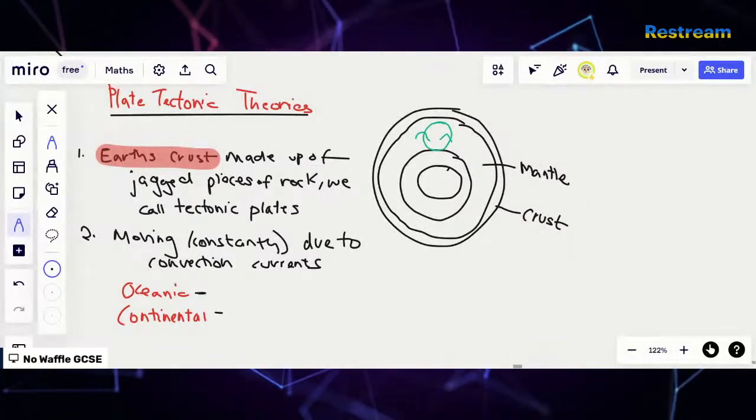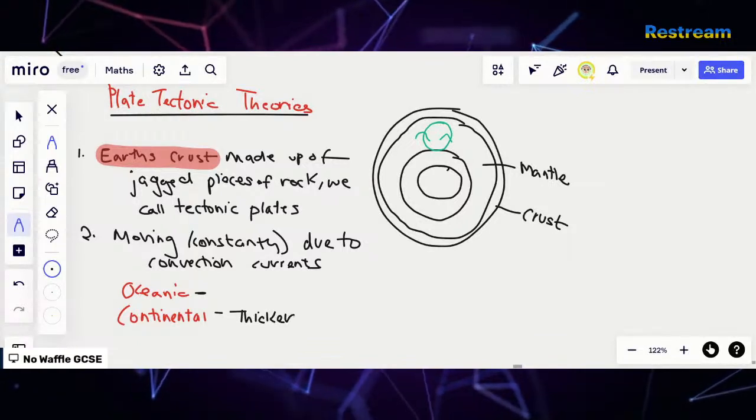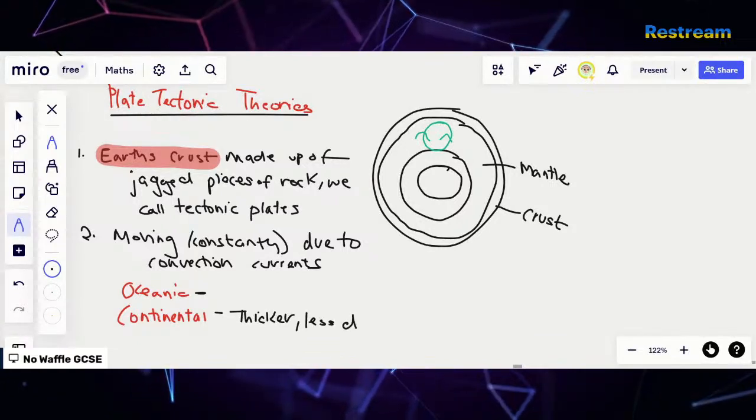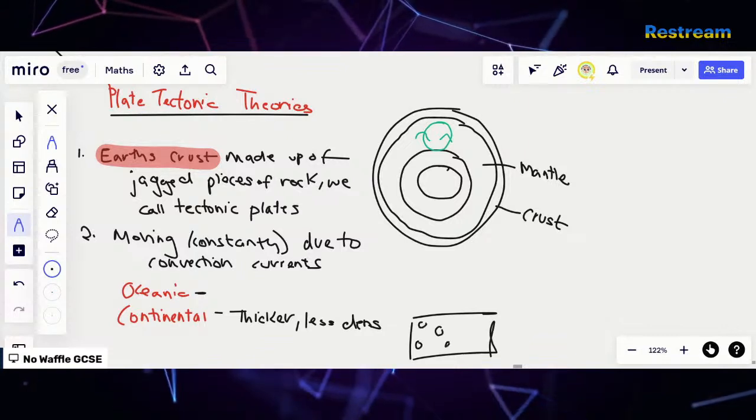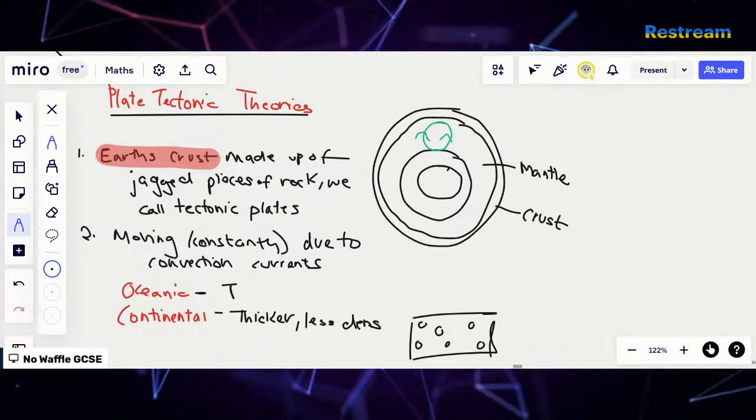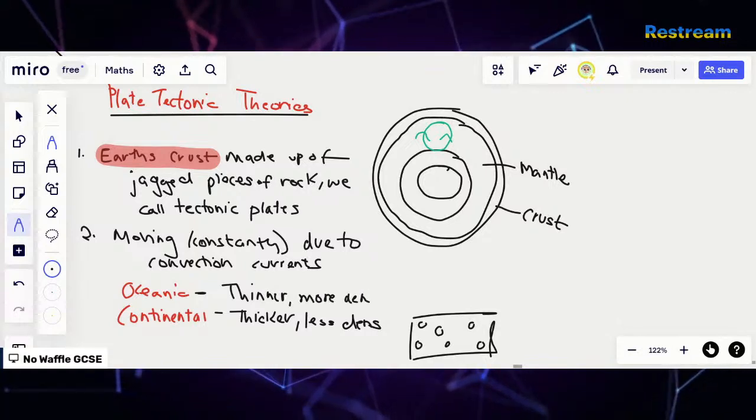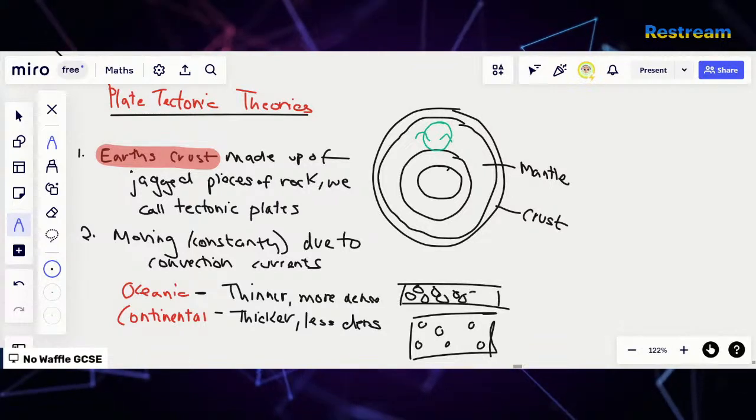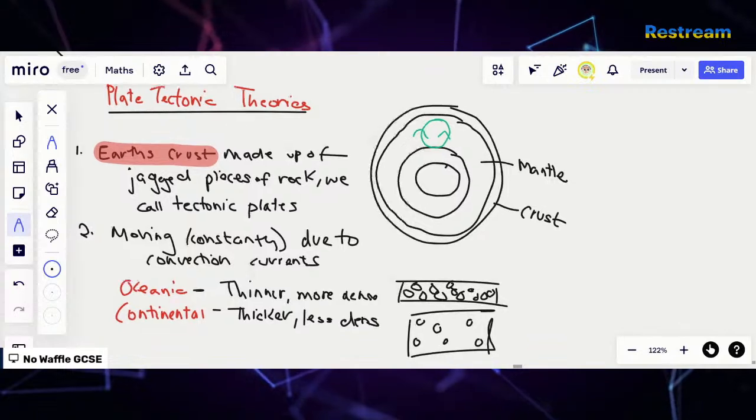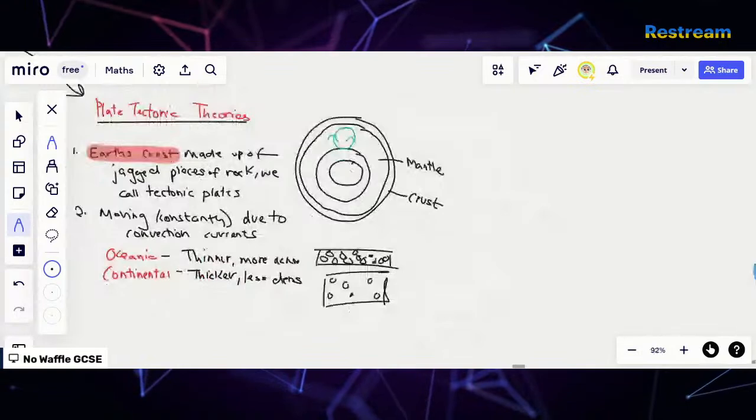So continental is actually much thicker, however, it's less dense. Dense is how many particles are compact in an area. So it's going to be thicker, but the particles will look, for example, like this, whereas oceanic is thinner but more dense. So oceanic could look like this, but the particles are much more close together, like this. Now, the densities are really important in plate tectonics theory, and we'll look at that now.